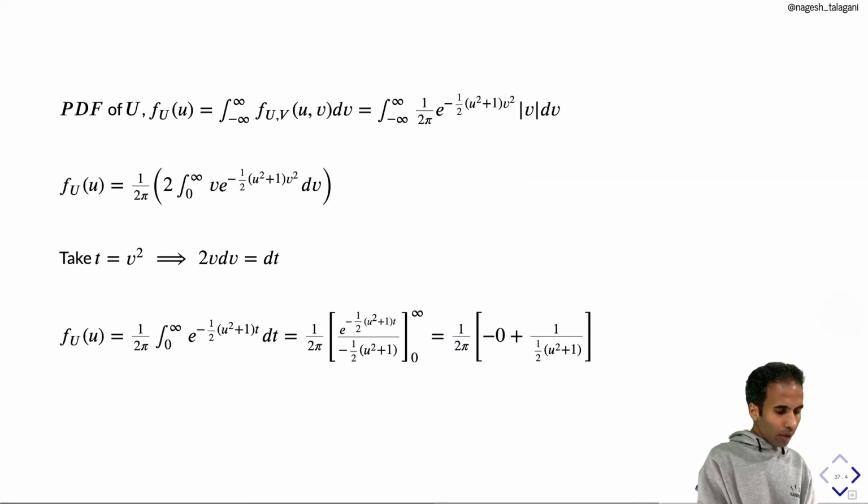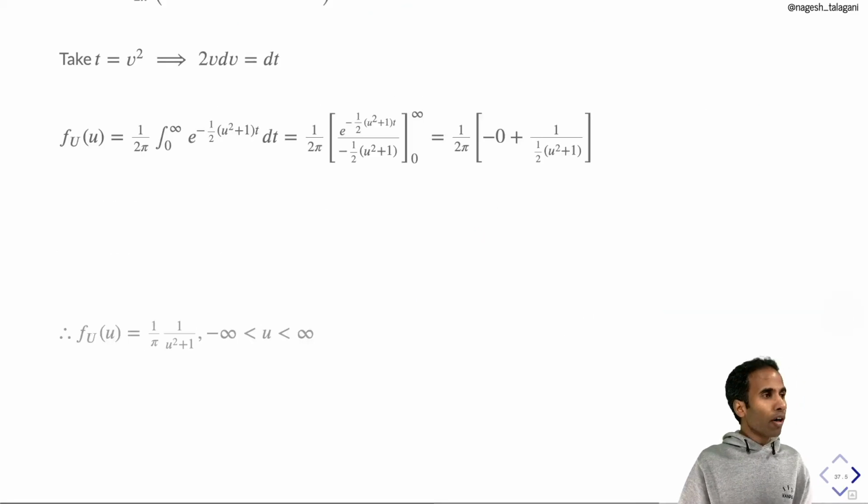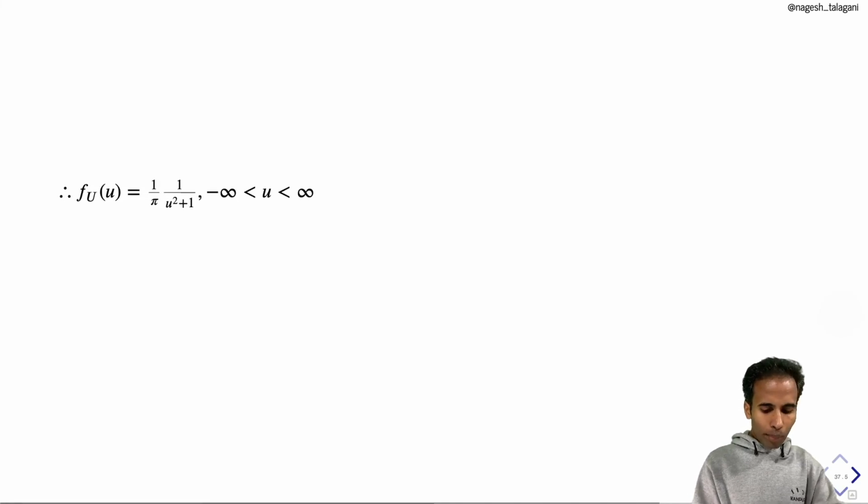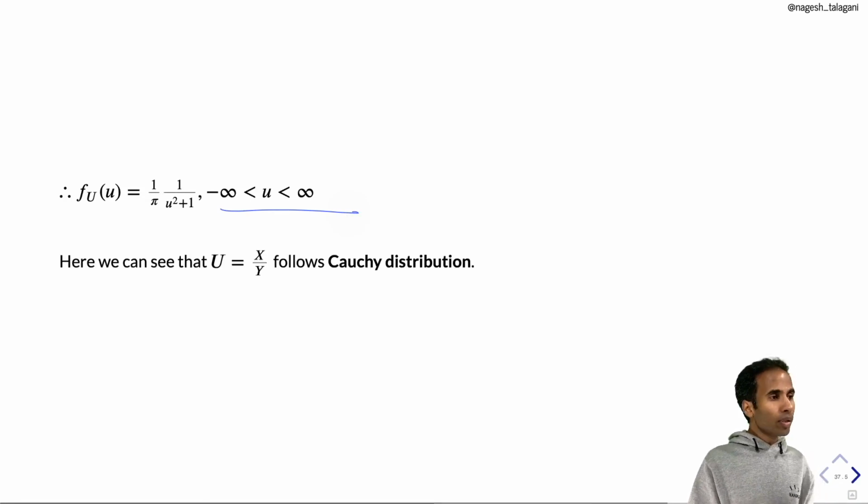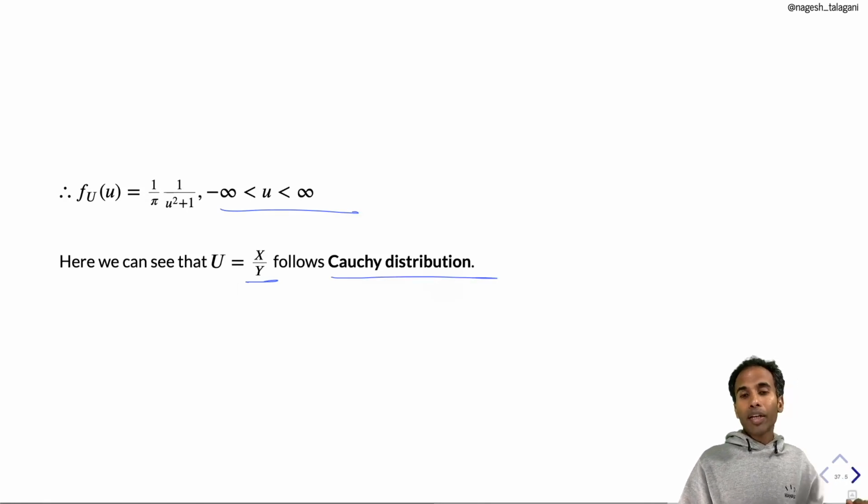Okay. Therefore, the PDF of u that we got is 1 by pi times 1 by u square plus 1, for minus infinity less than u less than infinity. As you can see, this u equal to x by y follows the Cauchy distribution. That means the ratio of two standard normal random variables follows the Cauchy distribution. Fine? Okay. Let me stop now. Thank you.